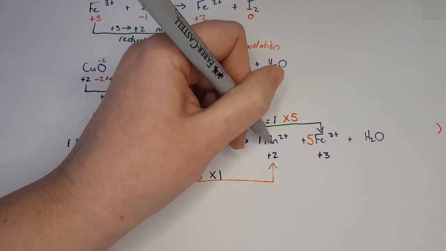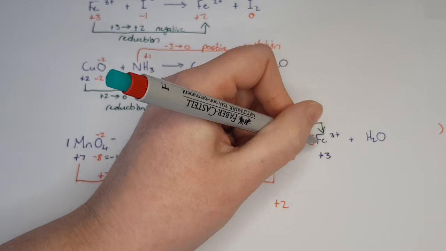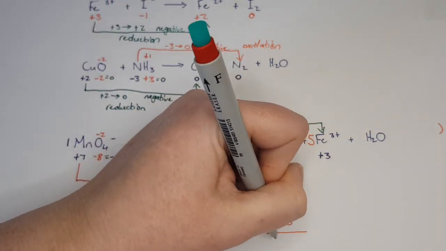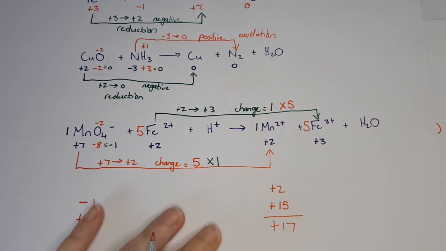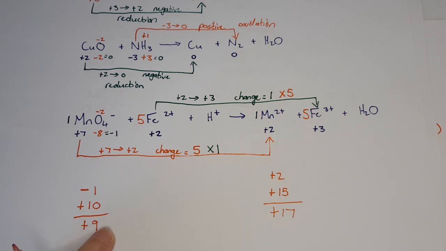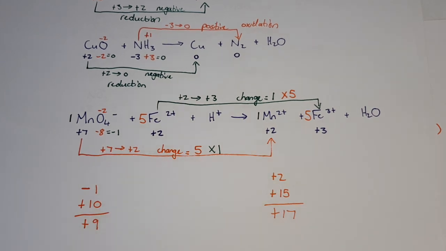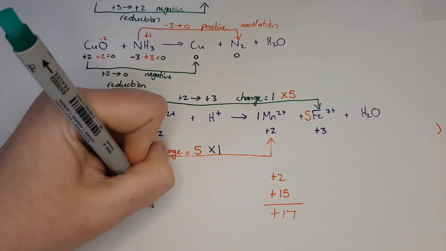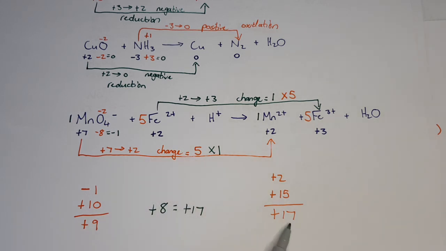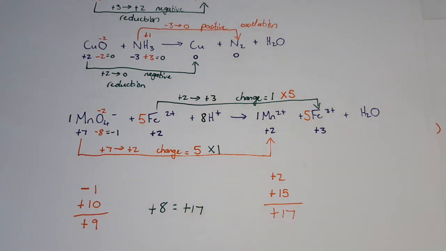On this side, I have 1 of my plus 2's, and I have 5 of the plus 3's. So 5 times 3 means now I have plus 15 over there. So plus 2 plus 15 means there's a total of plus 17 on this side. And minus 1 plus 10 means there's a charge of plus 9 on that side. Now I need to get this side equal to that side. So what can I add to plus 9 to get it to equal plus 17? What I find I'm missing is plus 8 to equal my plus 17, because plus 9 plus 8 is going to be plus 17. And then those are going to be the same. So here, where that H plus is, I need 8 of them to get that to equal.